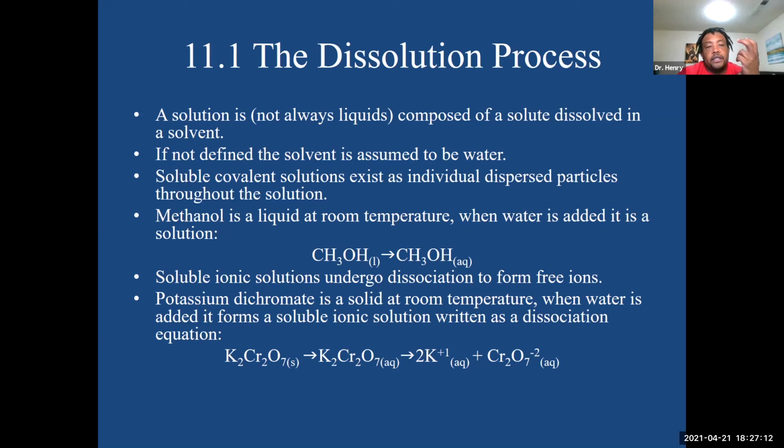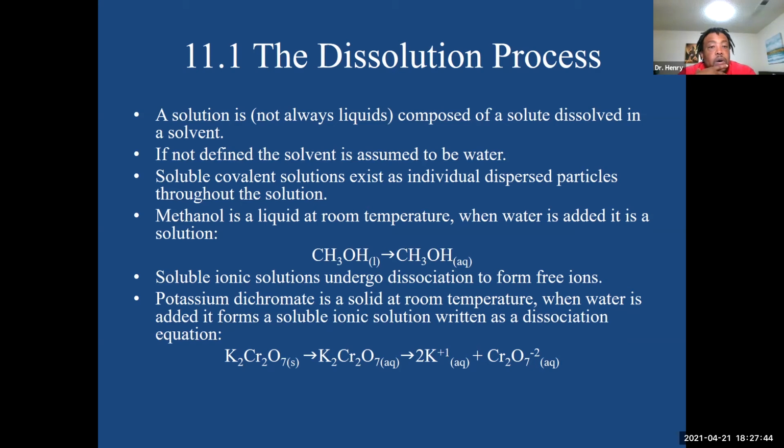Soluble covalent solutions are going to basically exist as individually dispersed particles throughout the solution. To be a solution, it's going to have to be evenly dispersed. It can't be a mixture. We could have a mixture where dirt drops down to the bottom and you have water up top. That's a mixture. For it to be a solution, it's going to have to be dispersed throughout.